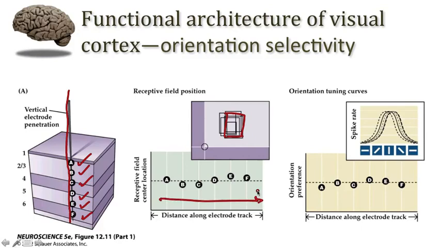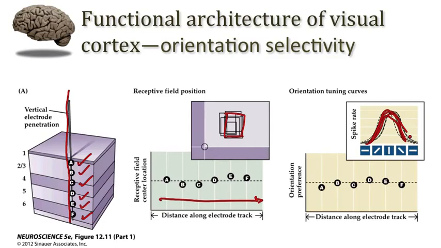And when we look and test for the orientation selectivity of these cells, we find that they are all pretty much sharing the same orientation preference. In this example, again, all preferring angles very much near 90 degrees.